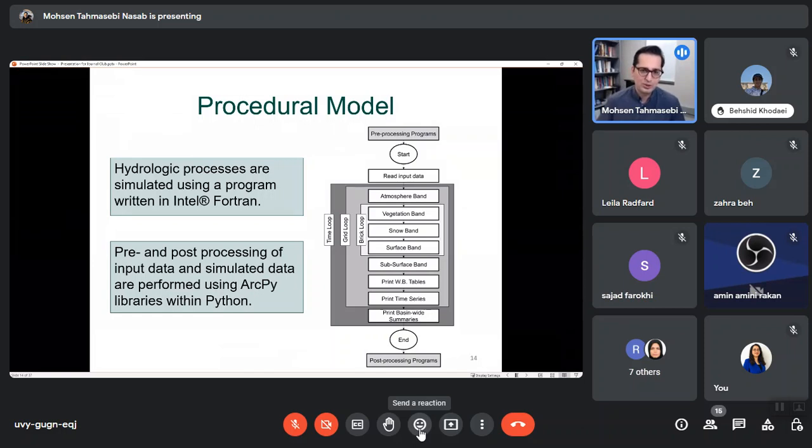All right. As you can see, the procedural model consists of different bands and different modeling in different zones. Obviously, the 30 minutes that I have is too short to talk about all of these bands and their theoretical basis, so I have selected only some of these bands to talk about.